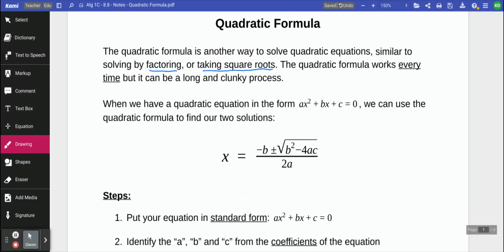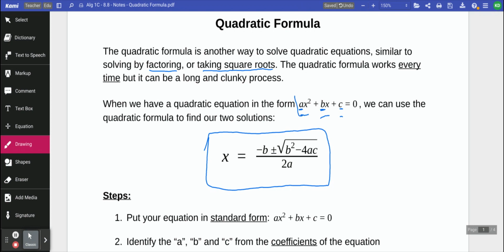So here is the quadratic formula. Okay, x equals negative b plus or minus the square root of b squared minus 4ac all over 2a. So x is what we're solving for, right? So x is part of our equation here. A, b, and c are our coefficients of the x squared term, the x term, and then the constant.